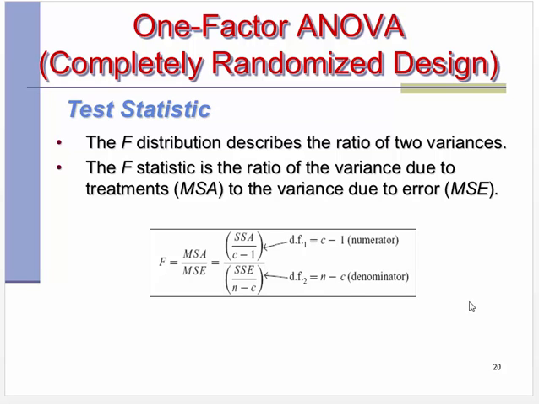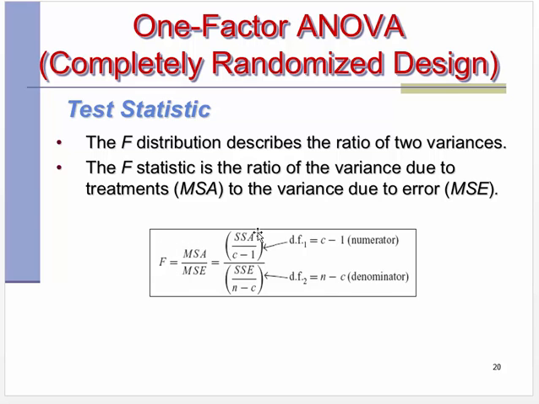Now the test statistic. We know the F distribution describes the ratio of two variances, right? The F statistic is the ratio of variance due to treatments, that's MSA, to the variance due to error, that's MSE. So MSA over MSE is the F statistic.